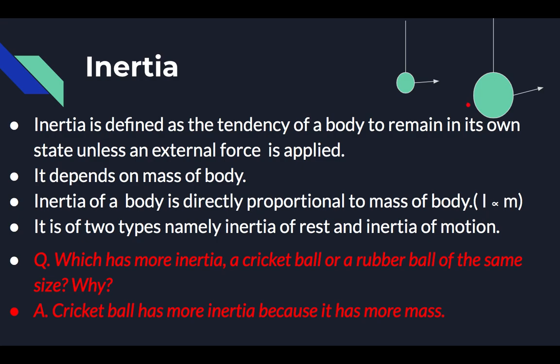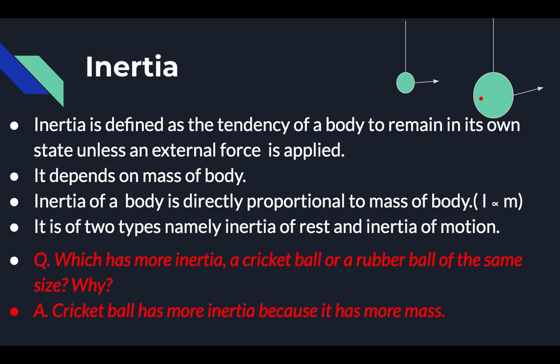Since it has more tendency to be at rest, we have to apply more force to bring it in motion. But here, the small sphere has less tendency to be at rest. That's why you can easily bring it in motion. So who has more tendency to be at rest? The biggest sphere. Why? Because it has bigger mass. Since it has bigger mass, it has more inertia. That's why it wants to be at rest more than this sphere. That's why we have to apply more force here to bring it in motion.